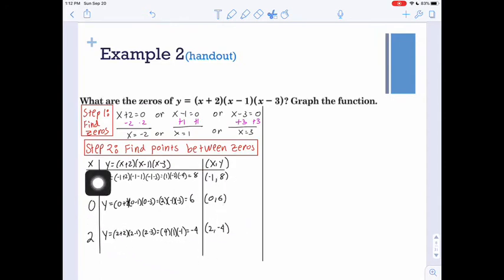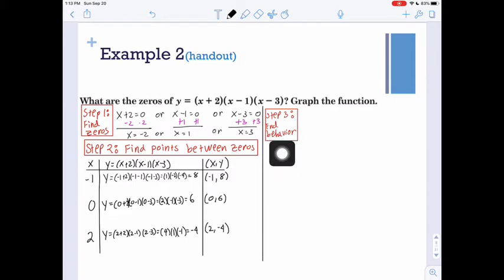Using the table below, you can see that if we plug in negative 1 and simplify, you'll get 8. So we have the point negative 1, 8. If you plug in 0 and simplify, you get 6. So you get the point 0, 6. And if you plug in 2 and simplify, you get negative 4. So you get the point 2, negative 4. So that is step 2. Find the points between the zeros.